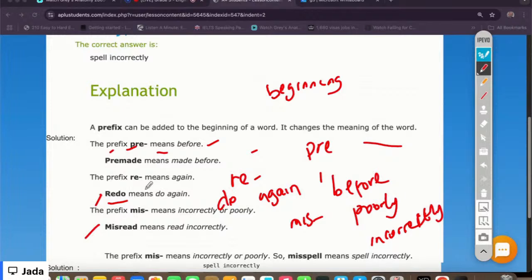So for example, we have redo, and the prefix re means what? Again. So it simply means do again. Then we have pre-made, and pre-made means what? Made before. Then mis means incorrectly or poorly, and if you say misread, it means read incorrectly.